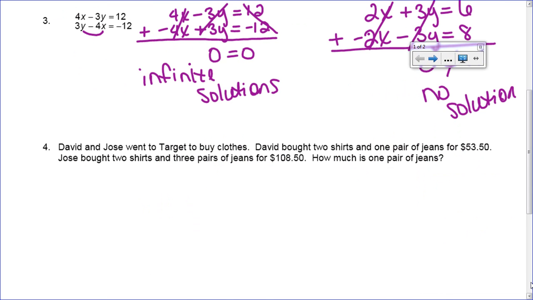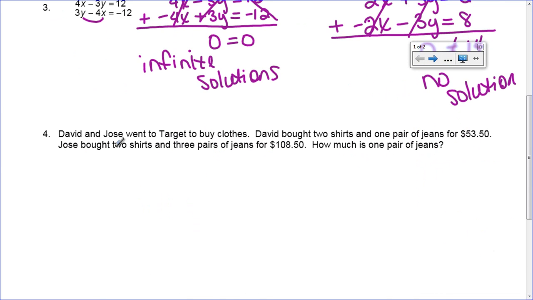We have a word problem here about David and Jose. They went to Target to buy some clothes. David bought 2 shirts and 1 pair of jeans for $53.50. Jose bought 2 shirts and 3 pairs of jeans for $108.50. We want to know how much is 1 pair of jeans.